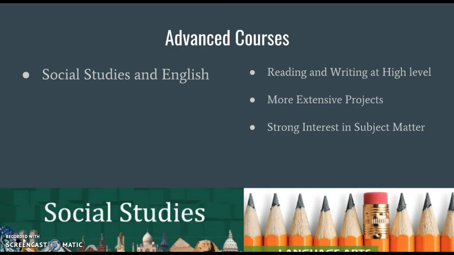The other advanced classes are advanced social studies and English courses. Both of these classes require reading and writing levels to be at a high level and do more extensive projects within there. If you want to see where your student is at for reading and writing, you may want to look at their past Iowa assessment scores. But we'd like to have the kids around the 80th percentile or above for their reading and writing for consideration for these classes because of the requirement of being at a higher level.